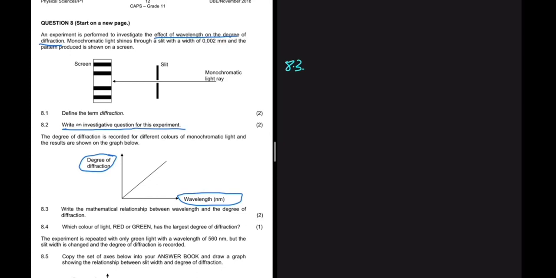We can see clearly from our graph that the degree of diffraction is directly proportional to the wavelength. So what you write for 8.3, you say that the degree of diffraction is directly proportional to the wavelength. As the wavelength increases, the degree of diffraction also increases.